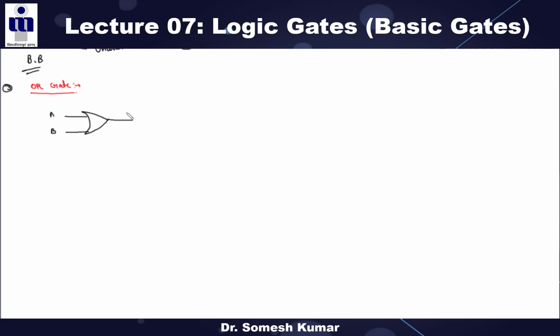These are the inputs. This is the output. How is the OR gate denoted? A plus B, right? And what is the truth table of the OR gate? A and B are the inputs. These are the four possible combinations. What is the output? 0, 1, 1, 1. Right? Clear? This is your OR gate.